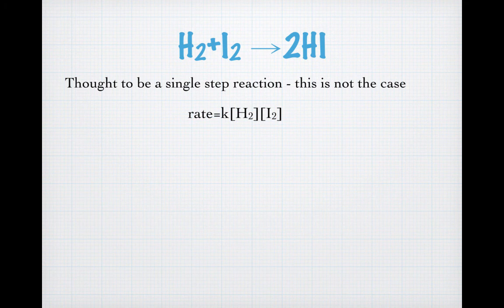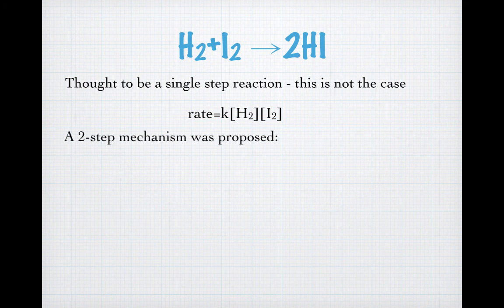H2 plus I2 going to 2HI. For a very long time it was thought to be a single step reaction, and it makes perfect sense as a single step reaction. This experimental rate law is rate equals k times the concentration of H2 times the concentration of I2. If this happens in a single step, H2 plus I2 going to 2HI, that would also be the rate law for a single step. And so the experimental rate law and the rate law for a single step mechanism agreed, so it made sense that this would be a single step mechanism. And it's only a two-bodied collision, so that's fine too.